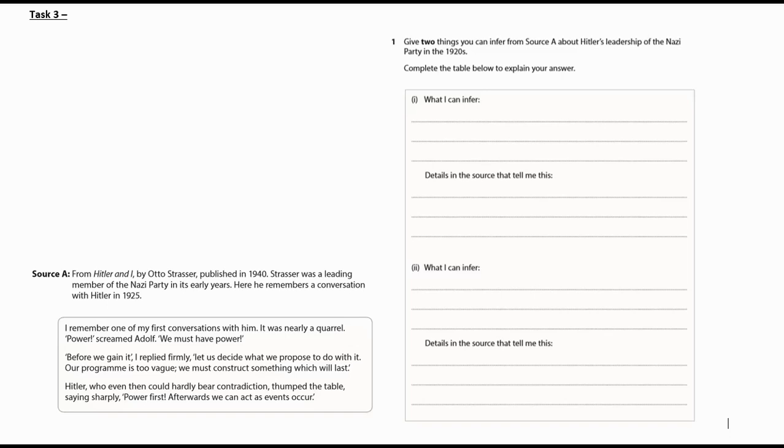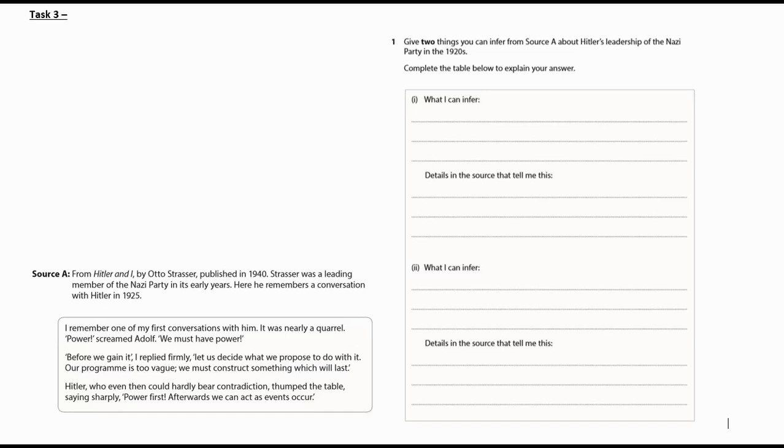It says, the first conversation with him was nearly a quarrel. Power, screamed Adolf. We must have power. He's talking about him thumping the table. So Hitler's an angry individual and a confrontational individual, and that says something about his leadership style as well. So we've inferred something and we've supported it with details from the source.